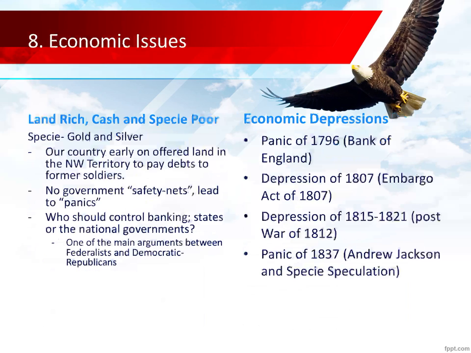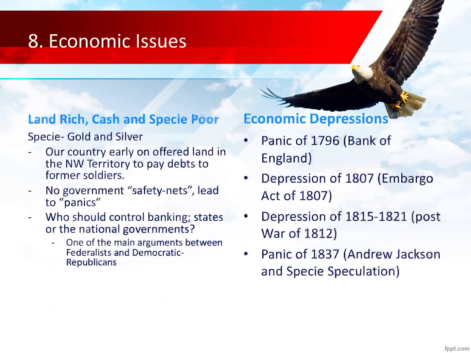And the Panic of 1837 literally was caused because Andrew Jackson would only take specie for land in the West to be sold. The problem was there wasn't enough gold and silver to do it. So it literally just created this panic. But you're going to see this theme repeat itself over and over and over again in our fledgling country.